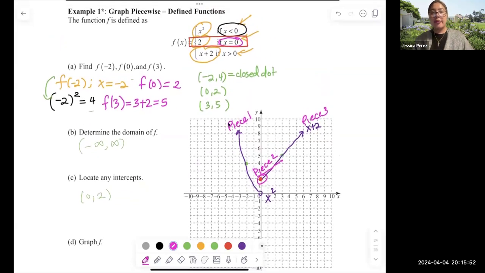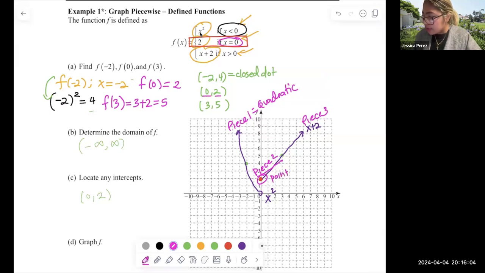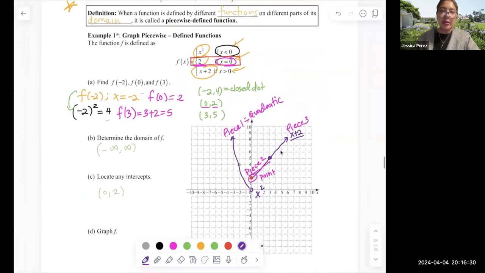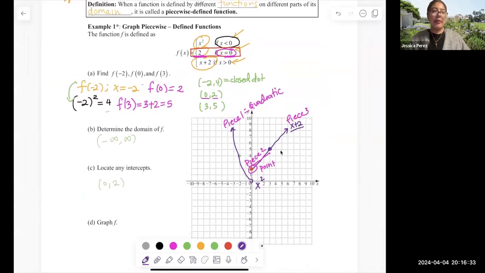Piece 1 is a quadratic. Piece 2 is the point 0, 2. When x is 0, my y value is 2. The next one is when x is greater than 0. If I plug in 0 plus 2, that's a 2. So from 2 to infinity, here's the other point we found, 3, 5. That corresponds to a line going upward. So this is called a piecewise function. Any questions on how I graph this?